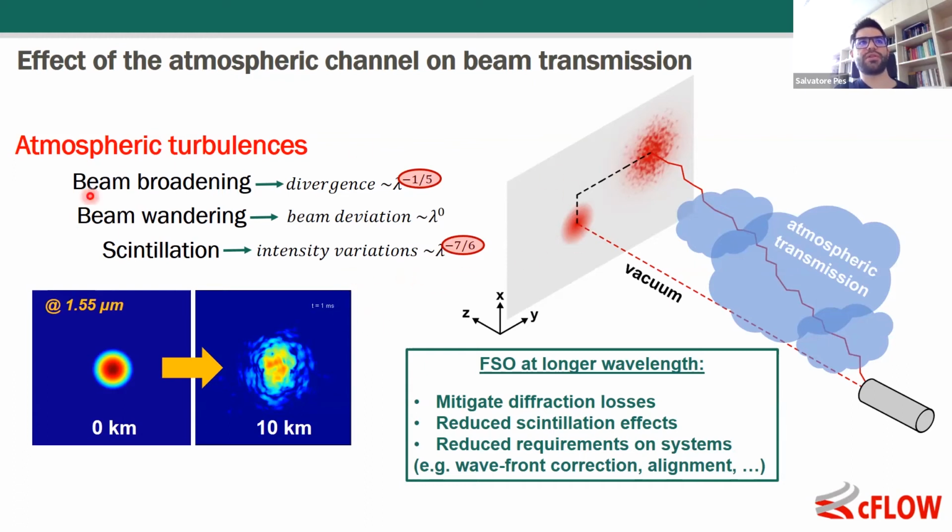All these effects of course have an impact on the quality of the beam. For instance, here we have an example of a transmission across 10 kilometers of atmosphere at 1.55.